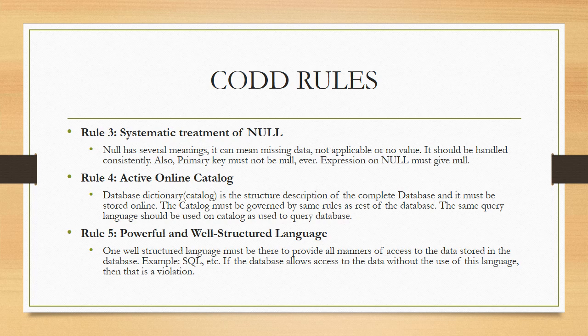The fifth rule is the powerful and well-structured language, comprehensive rule. Any RDBMS database should not be accessed directly and needs some strong query language for access. Some languages should process linear syntax and support data definition, data manipulation, and transaction management operations. If the database is accessed without any query language, it will be treated as a violation.